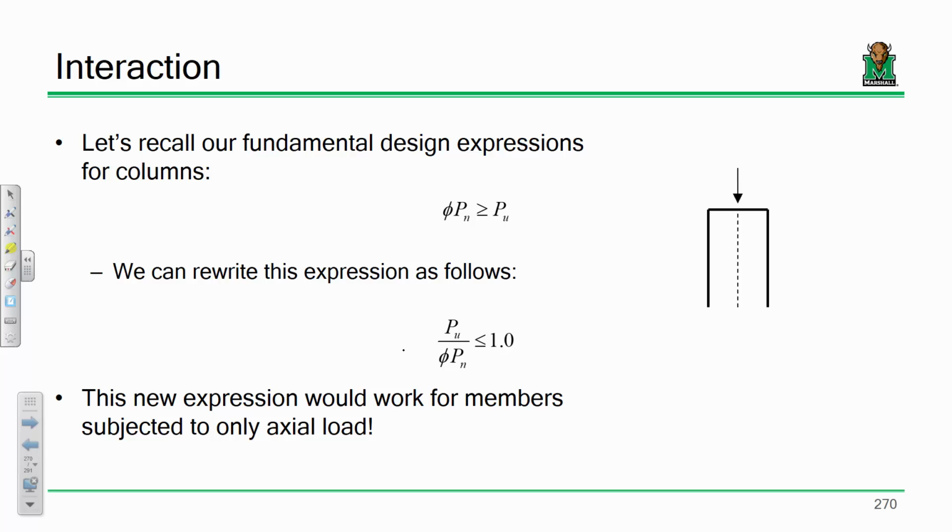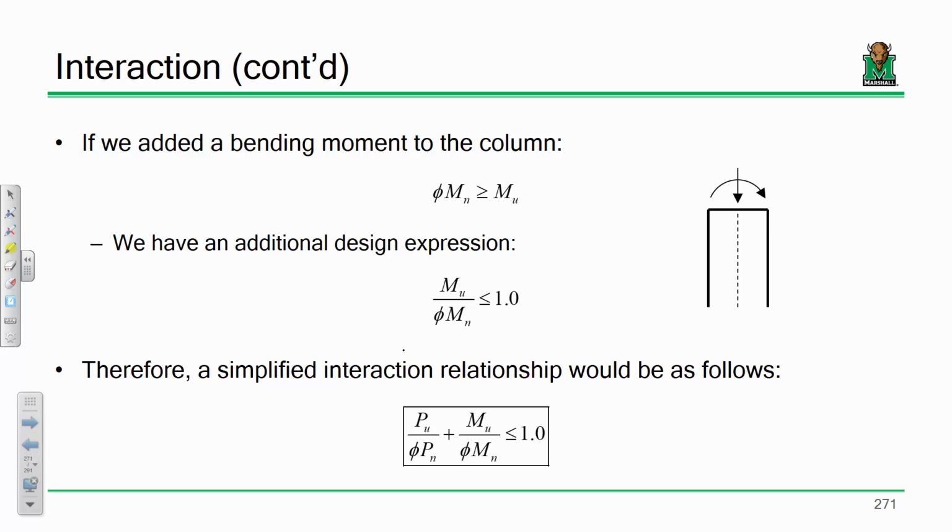Okay? Now, another way of writing that is to write it in terms of an efficiency. If we take Pu and divide it by phi Pn, as long as that value is less than or equal to 1, we're good, right? And that's sort of a design efficiency. Everybody okay with that? Similarly, we could do the same thing for moment, right? We could have Mu over phi Mn has to be less than or equal to 1.